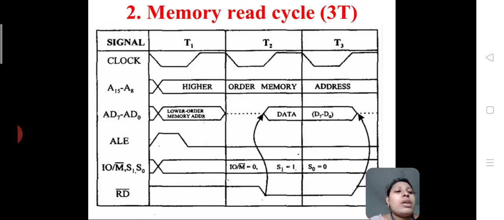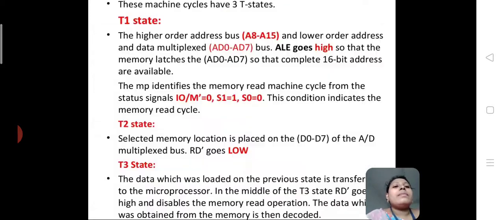Once the fetching operation is done, at the middle of the T3 state it goes to decoding. That means it goes to the instruction register and disables from the address and data bus. That means read bar goes high at the disabling of the address and data bus. This is about the memory read cycle. So these are the operations for each T state. The change is that only IO/M bar will be 0, S1 will be 1 and S0 will be 0.